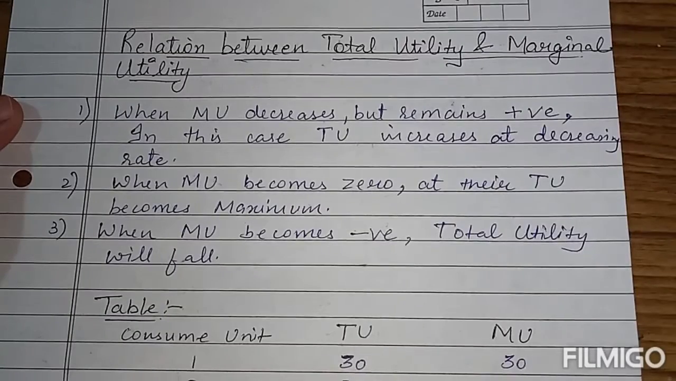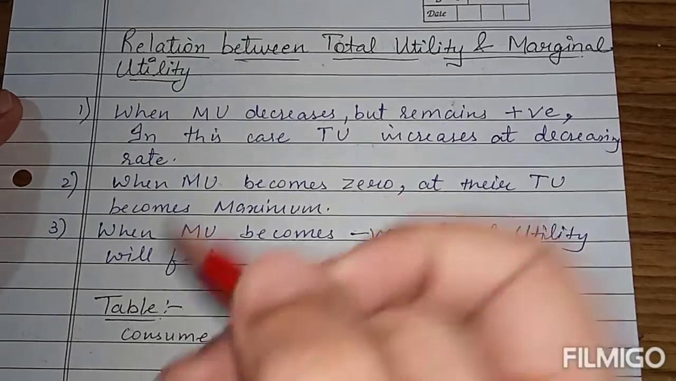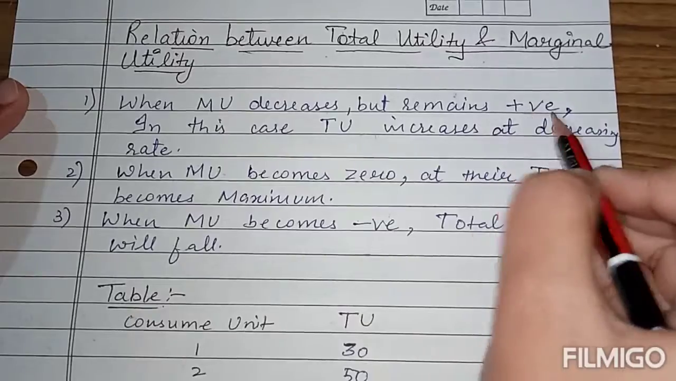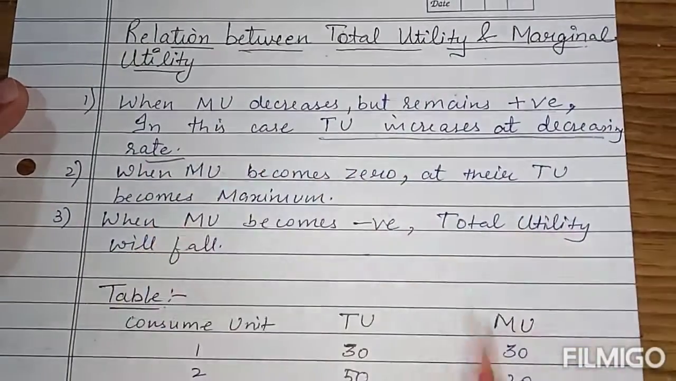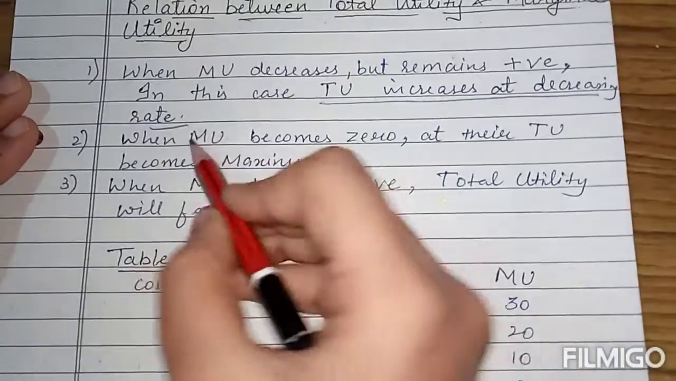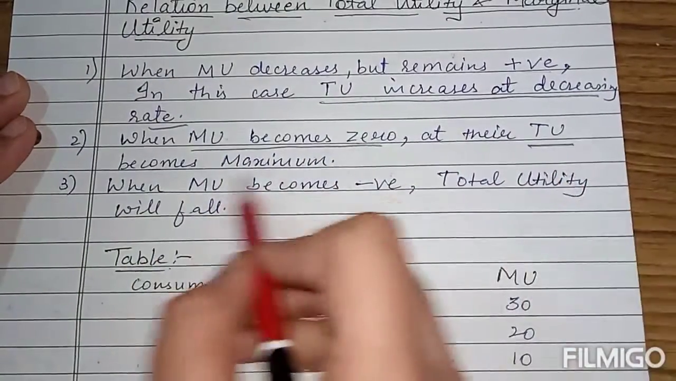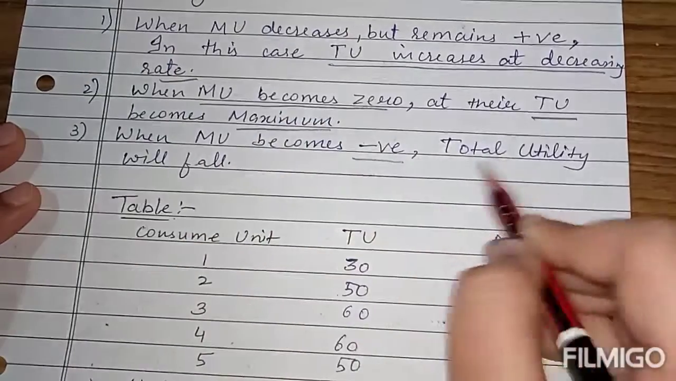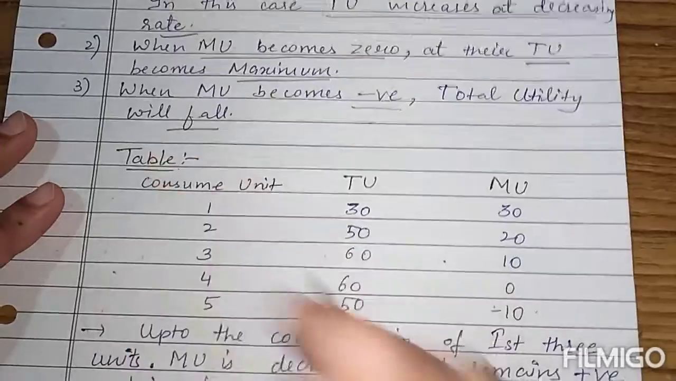Now we will discuss the relationship between total utility and marginal utility. The first is when marginal utility decreases but remains positive. In this case, total utility increases at a decreasing rate. The second is when marginal utility becomes zero, there total utility becomes maximum. When marginal utility becomes negative, total utility will fall. Now we will understand the relationship with the help of a table.